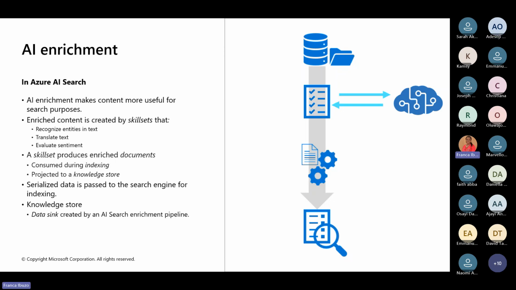Relating to when you're doing a search, how do you index and what does it do? So a skill set produces enriched documents that are consumed during indexing, projected to a knowledge store. The serialized data is passed to the search engine for indexing. You have the knowledge store, the data sink created by an AI Search enrichment pipeline.